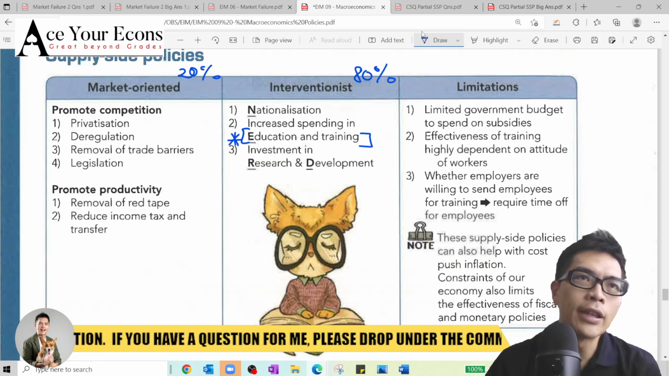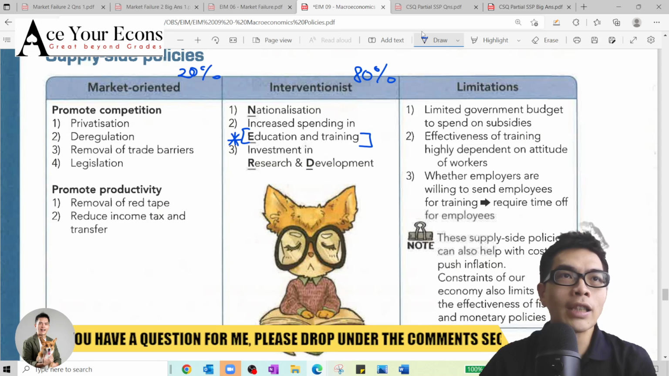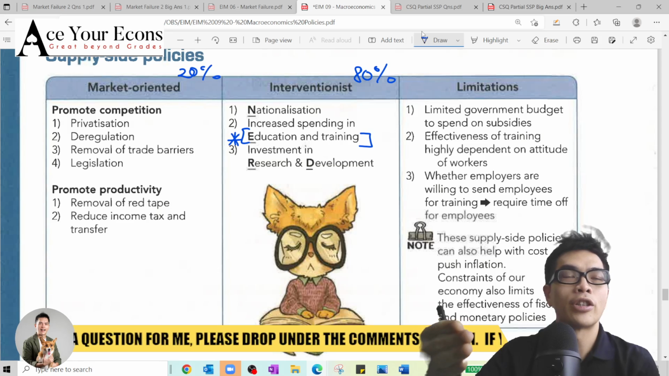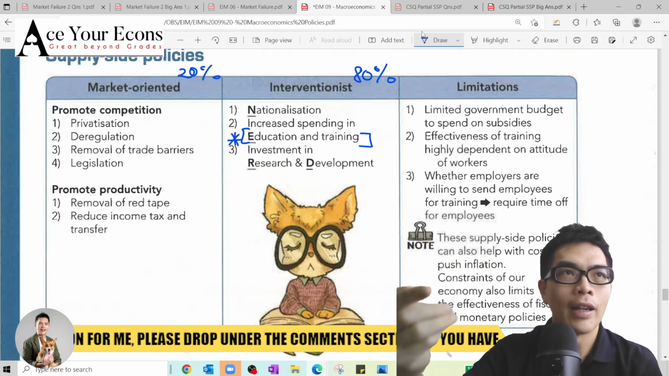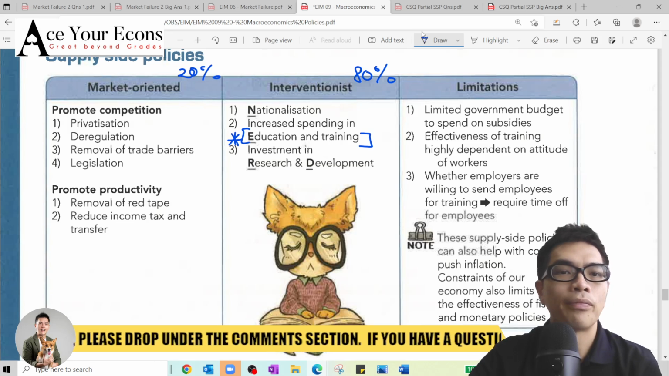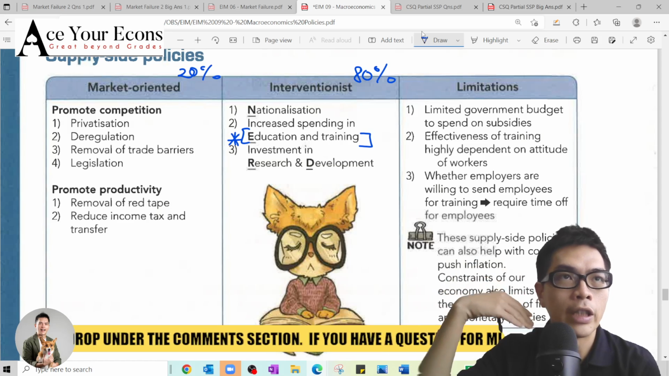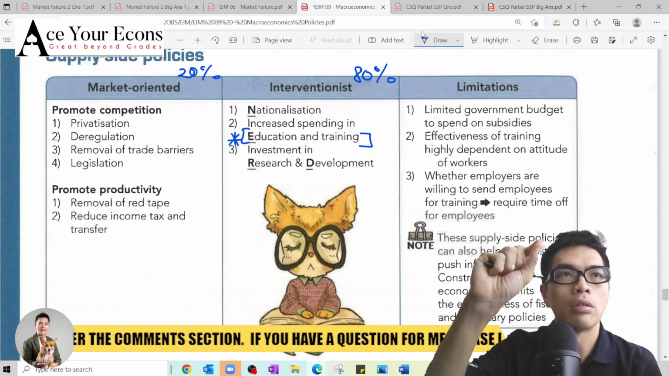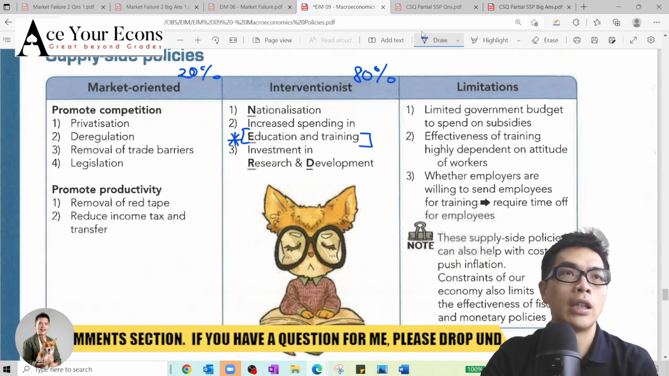Why is it that interventionists are more focused? It's just like fiscal policy, right? In fiscal policy we focus on non-discretionary because there is a case of using it. Likewise for interventionists, it means that the government will actively intervene to achieve specific objectives. In this case, they will actively intervene, provide SkillsFuture, and reduce job skill mismatch by raising the productivity of your workers.